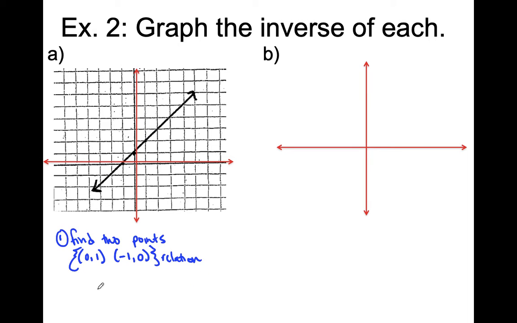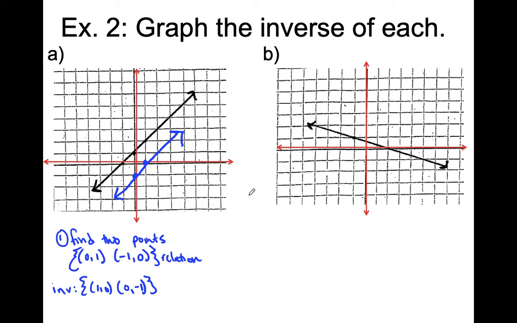And so just like we did in the last problem, we need to find the inverse. The inverse would be the point (1, 0) and the point (0, -1). And once you know that, then all you have to do is graph it. So (1, 0) is right here, (0, -1) is right here. There would be my inverse. Use my straight edge and my arrows. Now, it's not always going to be perpendicular or parallel like this.